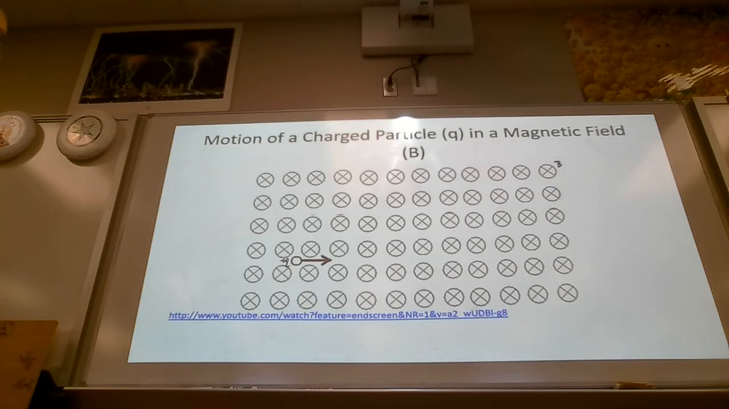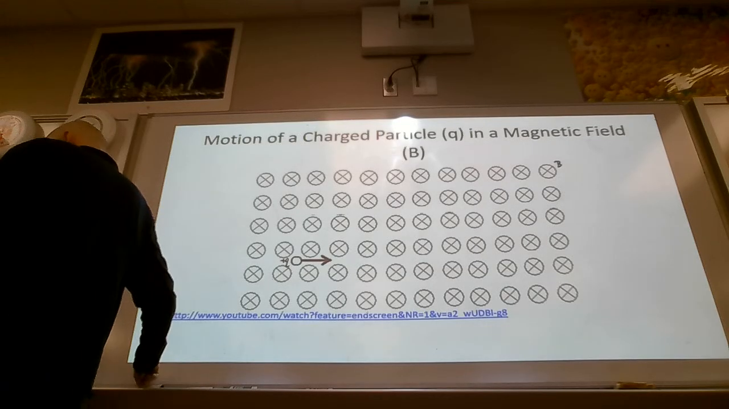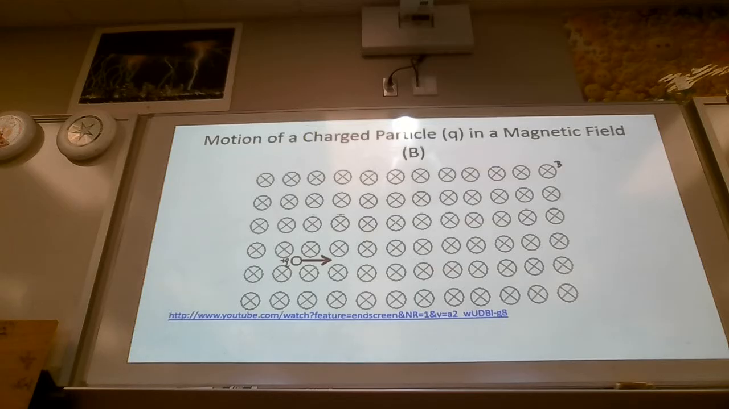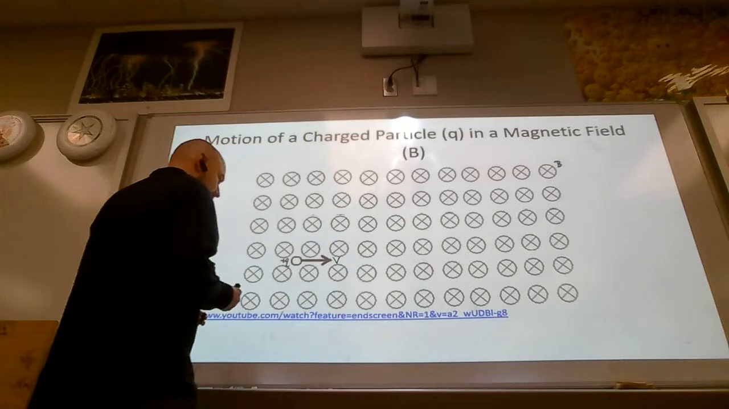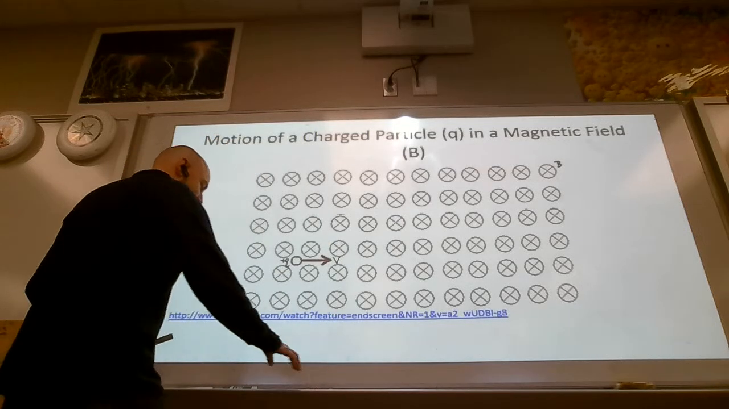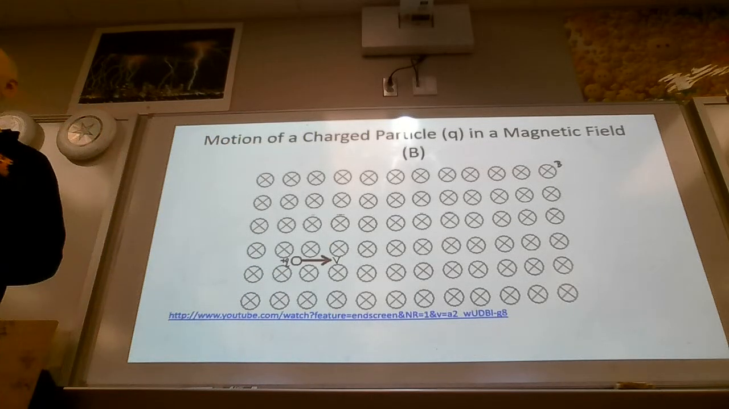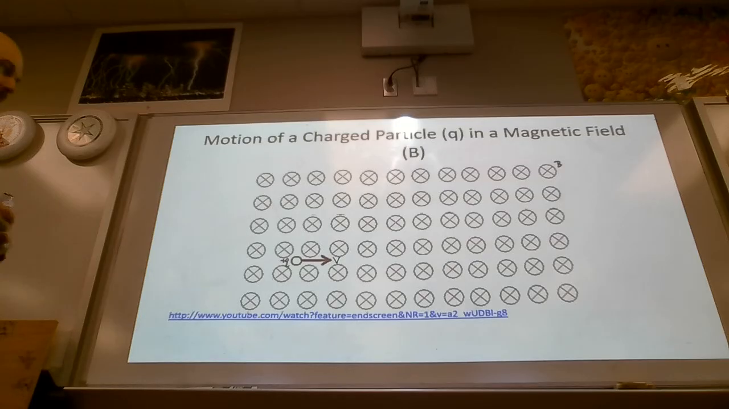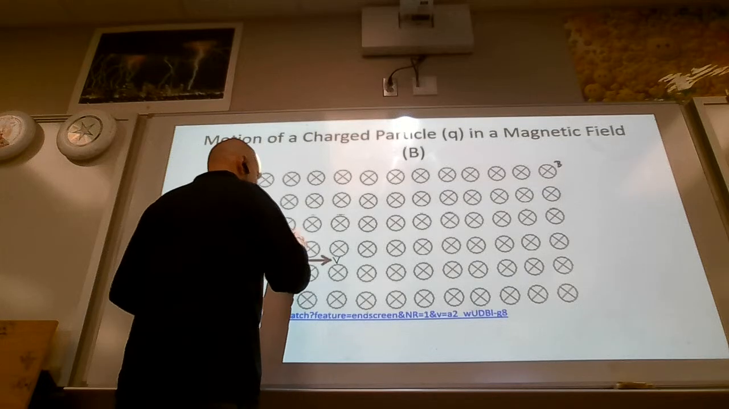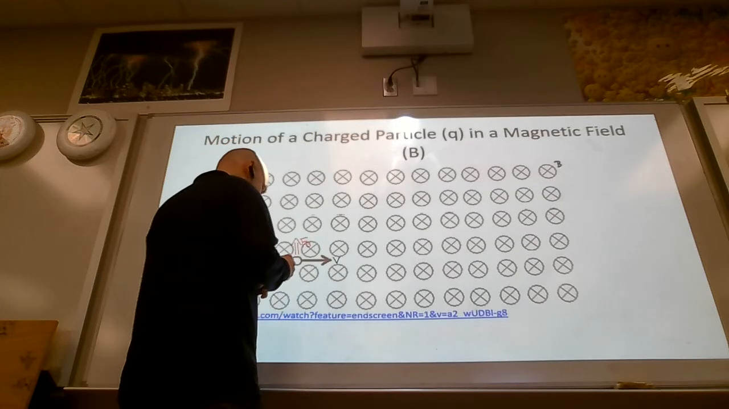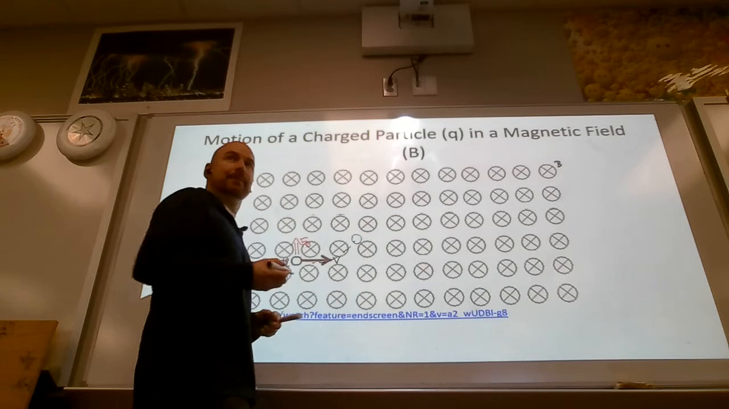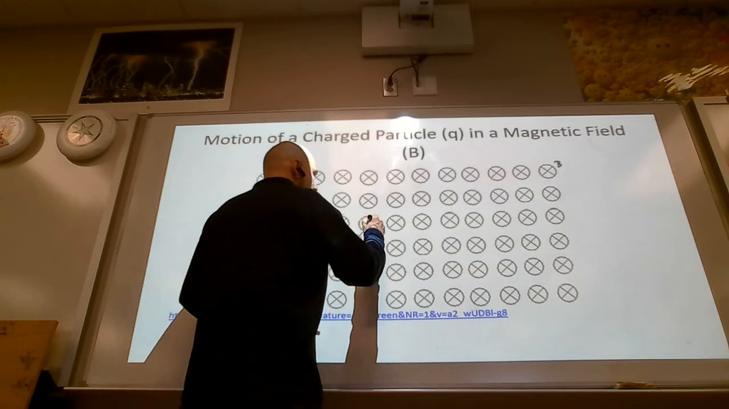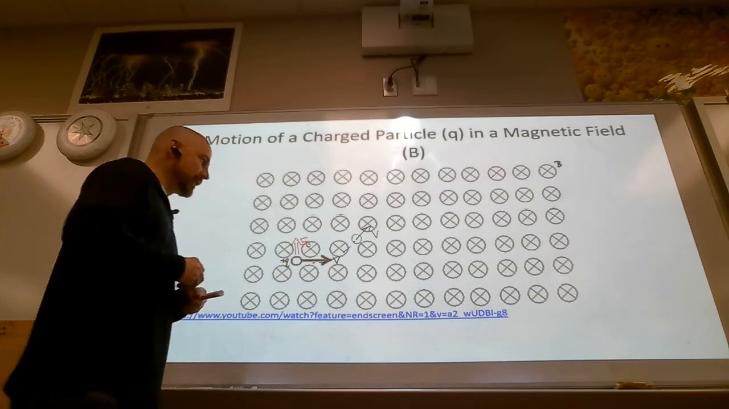So, tell me which way that's going to get forced. There we go, up. So as time goes on, this thing's going to move to there, yes? This gets forced up. Now it's moving this way. Show me which way it's going to get forced.